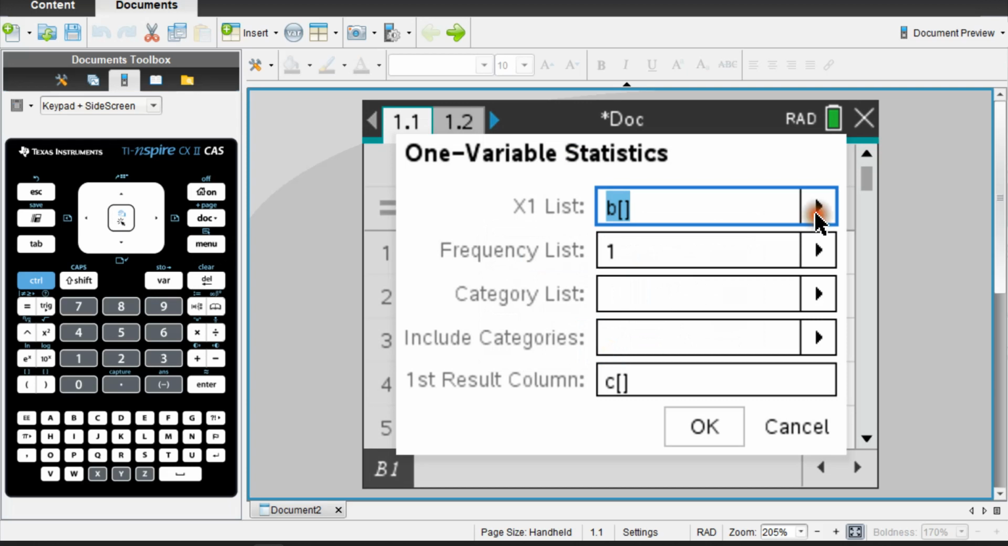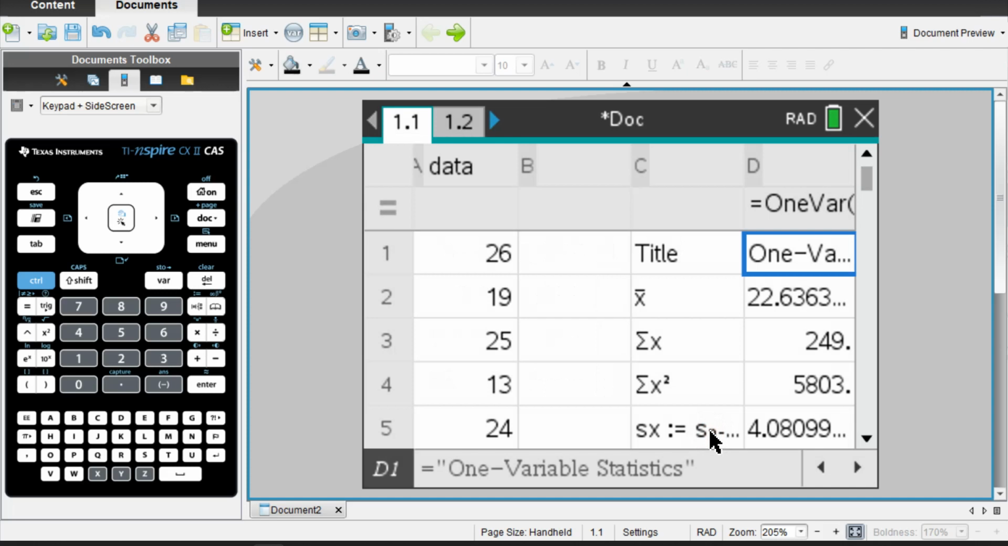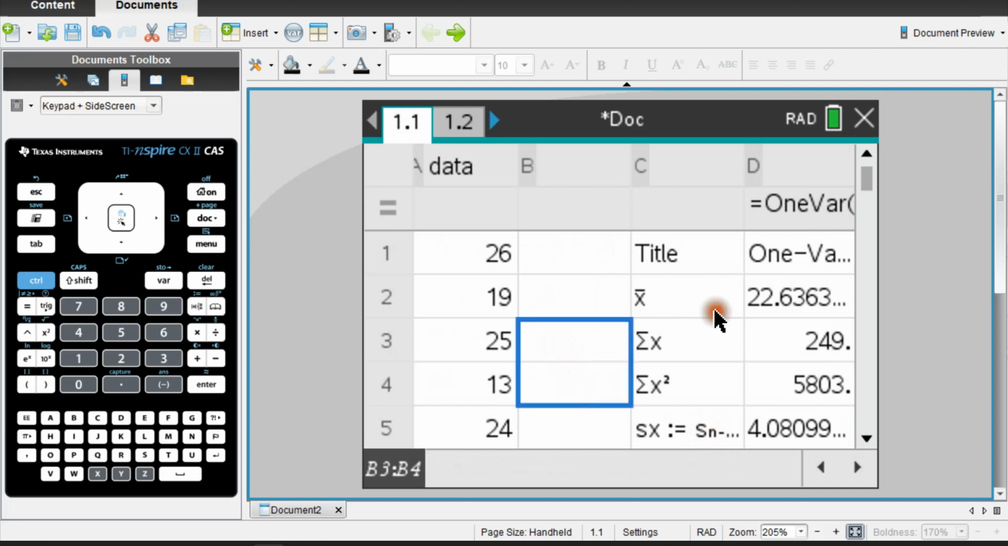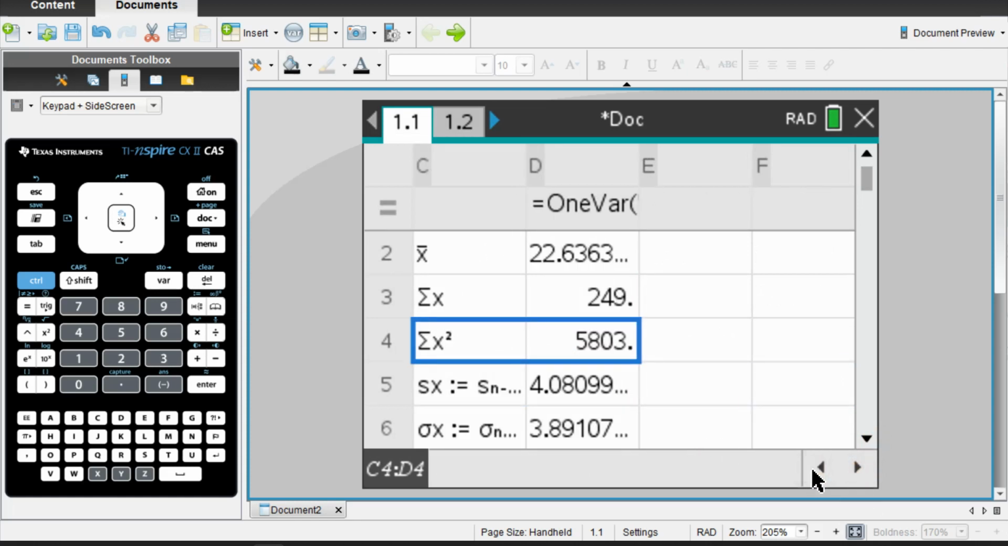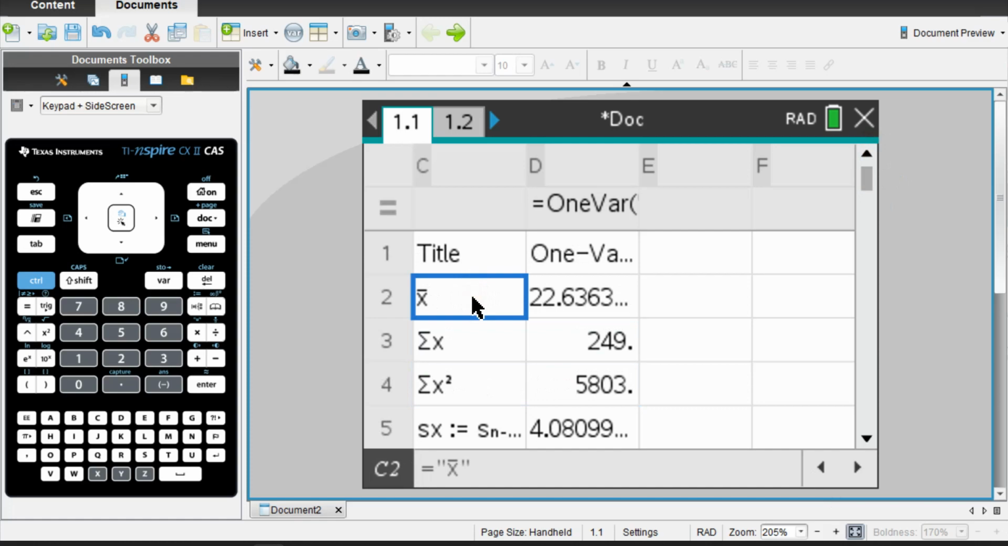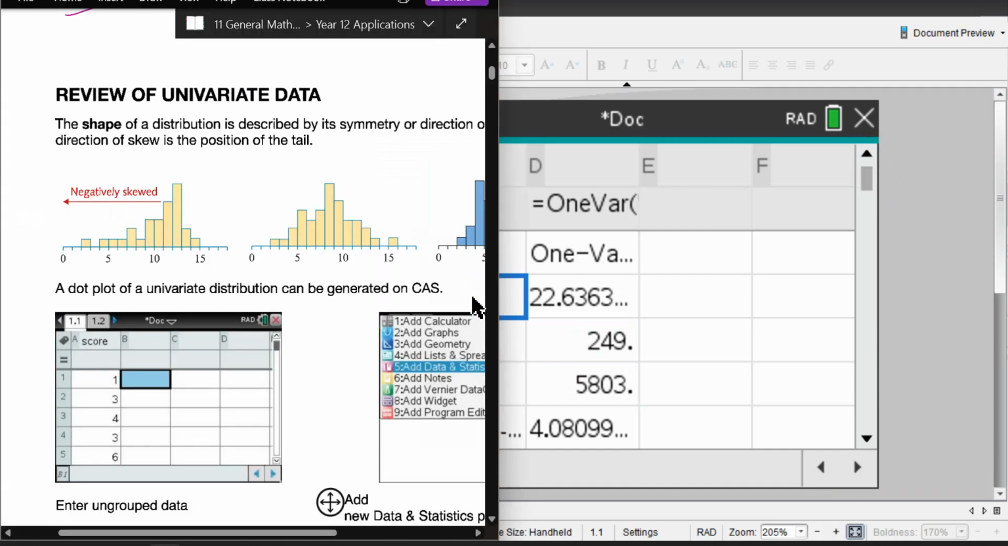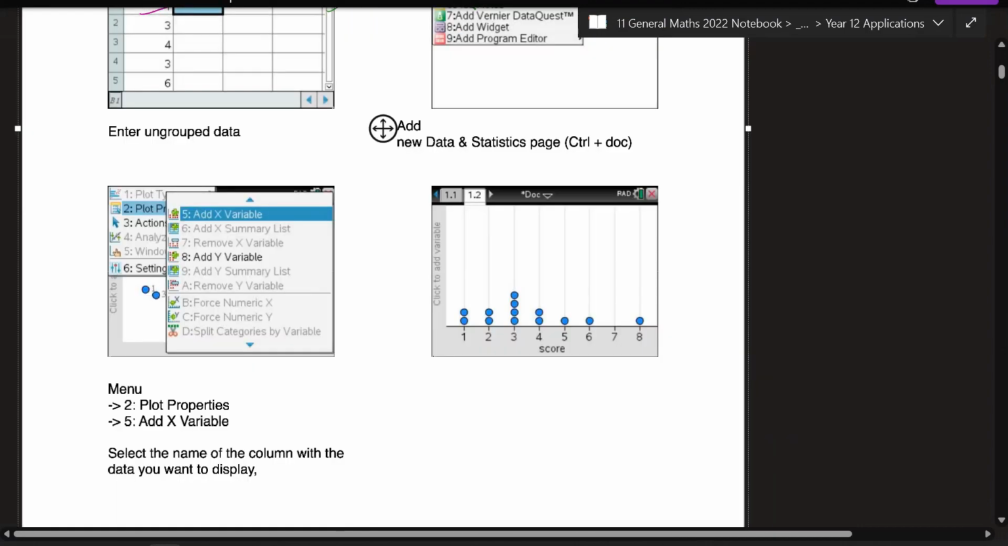On the X list, it's the data that we want to work with. Then you go okay, and there's your data there. So just remember what each of these symbols represent. For example, this here is your mean, x with a line on top. If you look at your notes, it does explain that to you here.